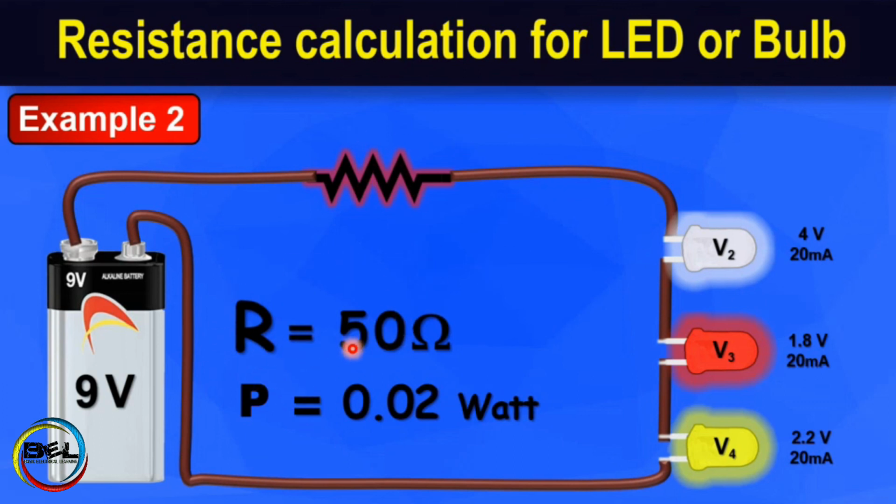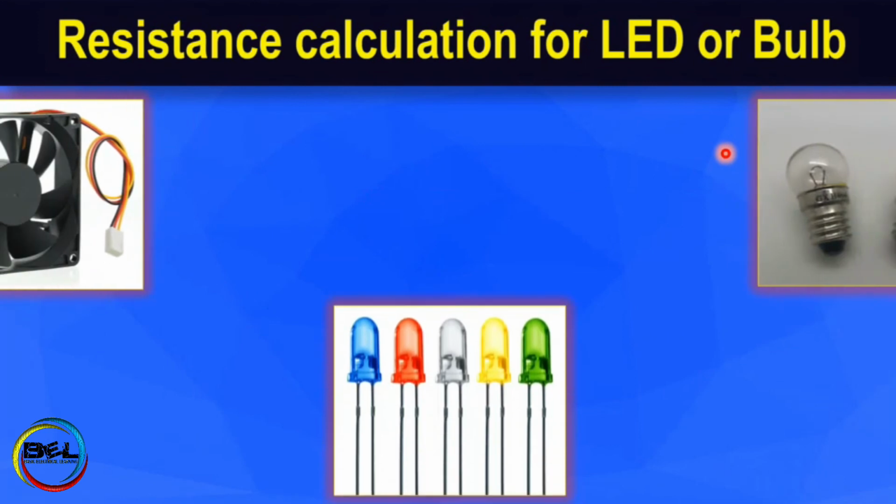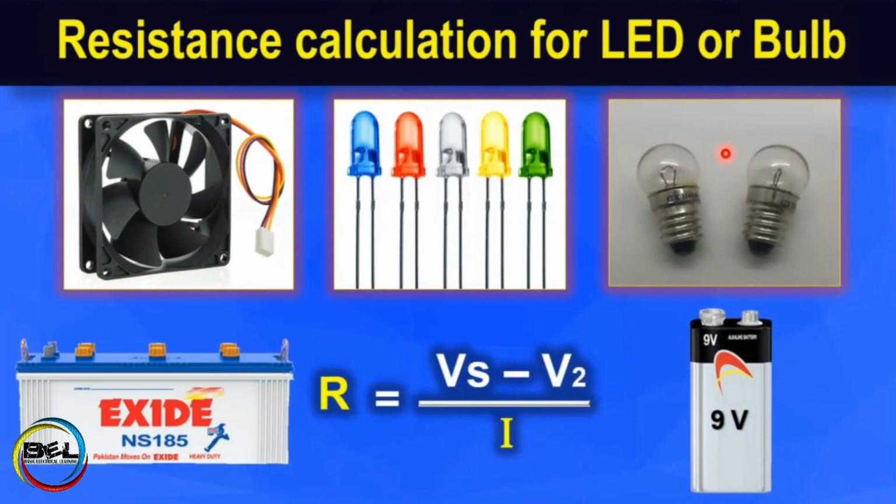So you can use this formula for any type of circuit in which you want to drop the voltage. For example, you want to operate different types of loads and you want to know what should be the value of the resistor to operate this fan with the help of a 24 or 12 volt battery. So you can put the values in this formula and find out the resistor for any type of circuit.